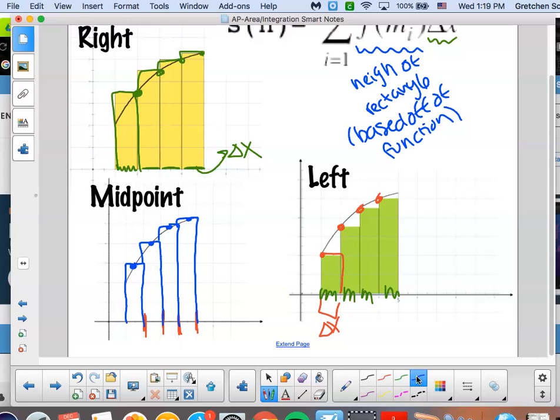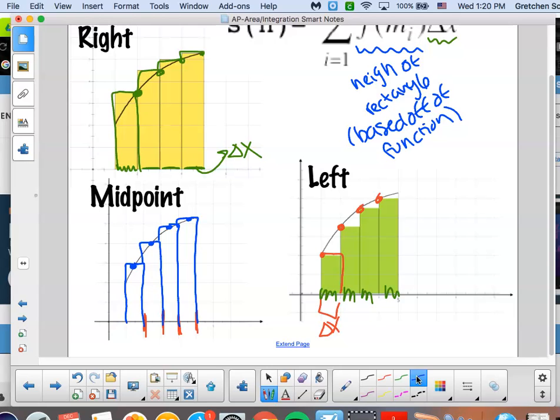So the style of rectangle just tells you how you want your rectangle to hit your curve. Out of those 3, which one do you think is the best approximation? A midpoint, because it has a little bit over, a little bit under. But at the end of the day, you will usually be told what kind of approximation to use, so you really don't ever have to worry about picking. You'll be told like use a left endpoint or use a right endpoint.